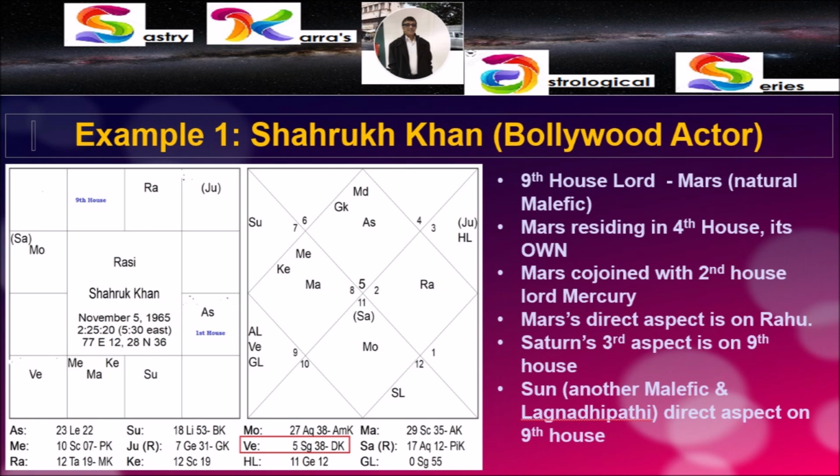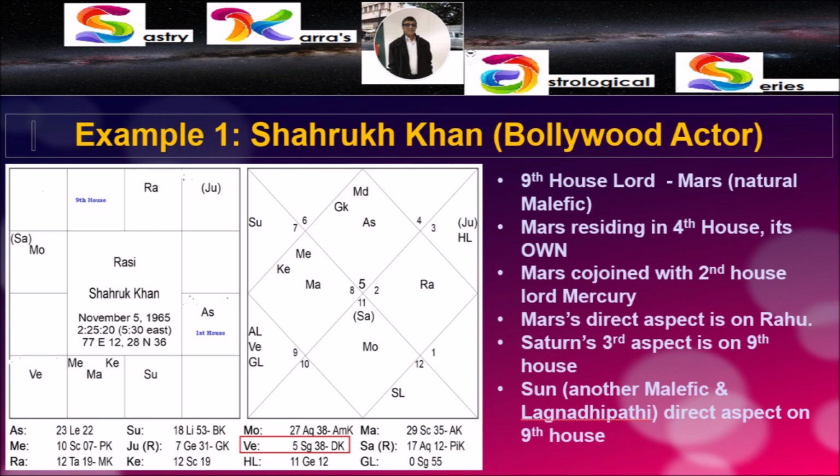So this tells you that for this particular native, looking from the 9th house, the chances are extremely high for an unconventional marriage, because the Sukhasthanadipati is Mars, a malefic planet. Saturn, another malefic planet, is residing in the 7th house, and the Sun, the Lagnadipati, is in the 3rd house, which is debilitated. Sun is debilitated. So there is that.